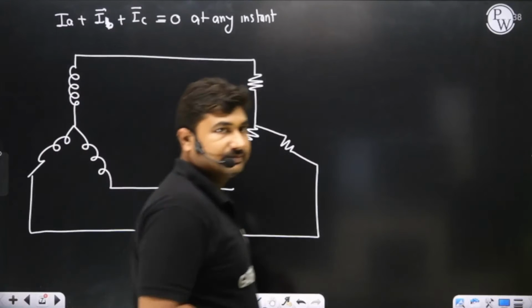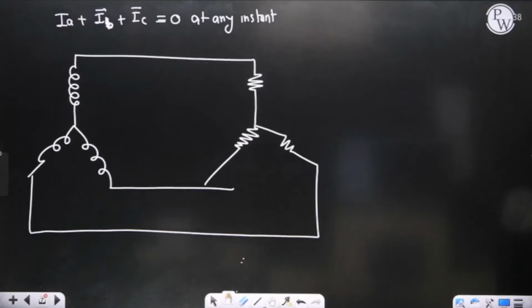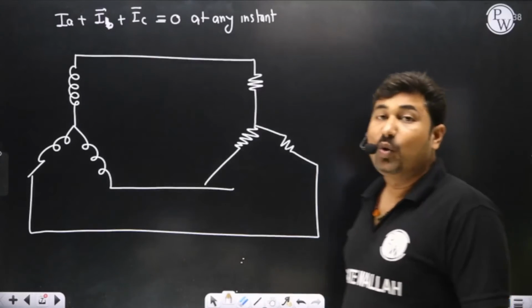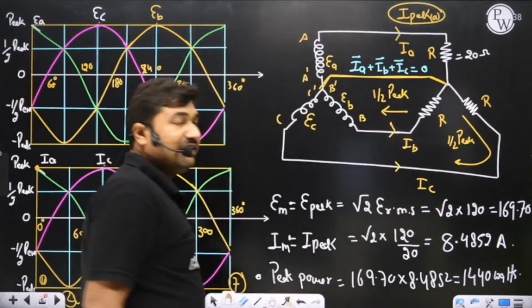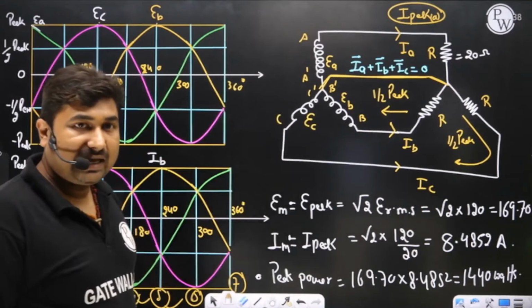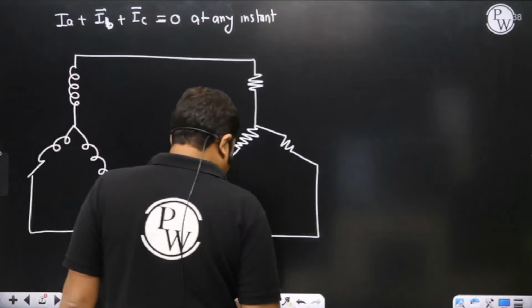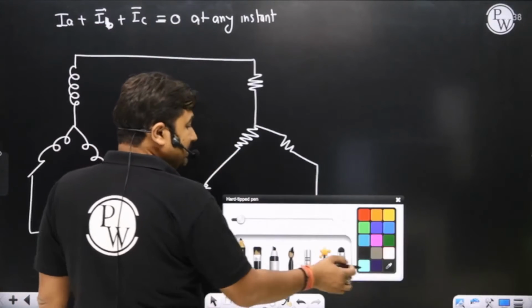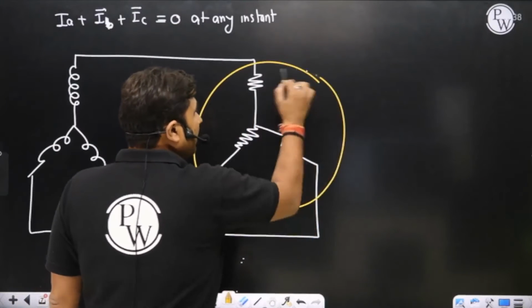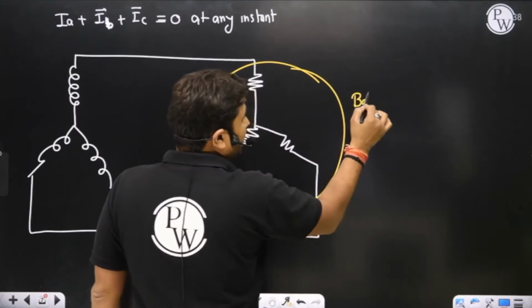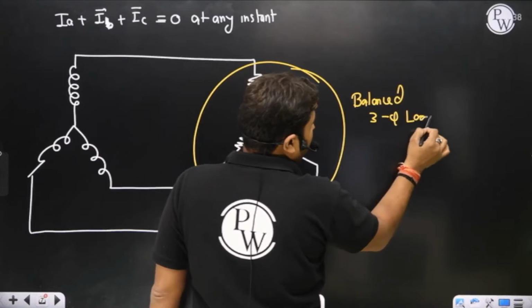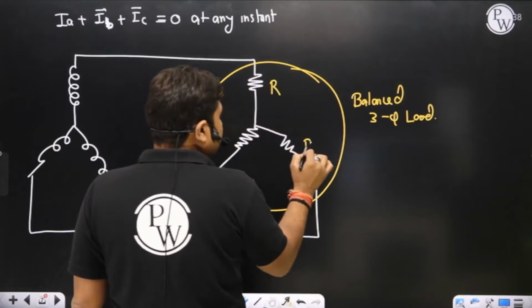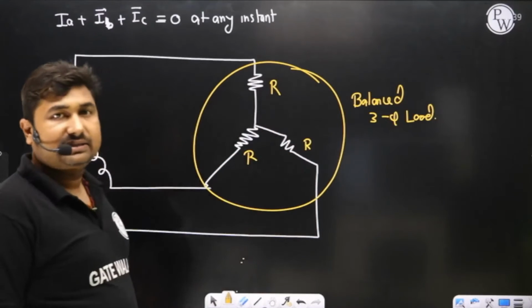Why don't we need a neutral in the case of a balanced load? When the loads are of equal magnitude in a three-phase balanced supply, the load is called a balanced three-phase load.